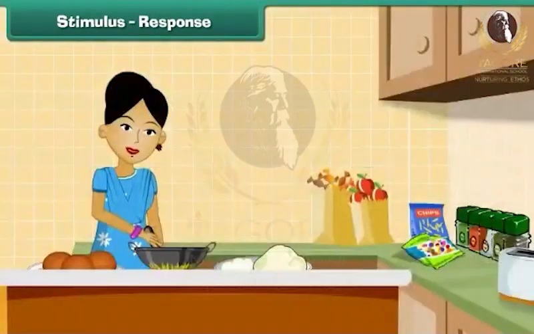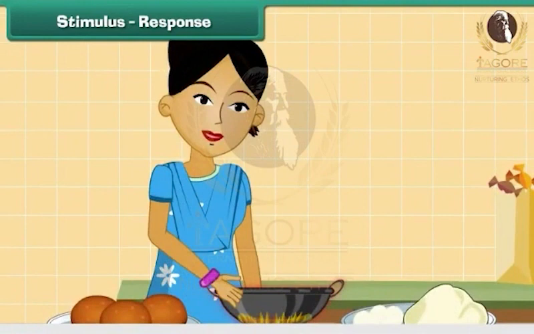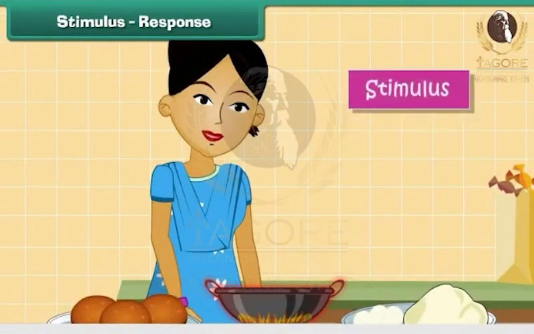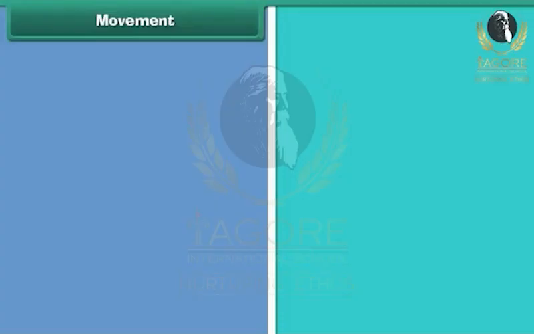For example, when you touch a hot pan accidentally, you throw your hand immediately. The heat radiated by the hot pan is a stimulus. The act of moving the hand away from the hot pan is a reaction.